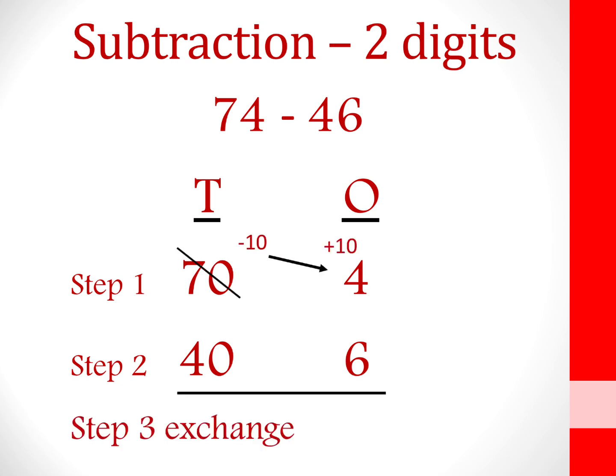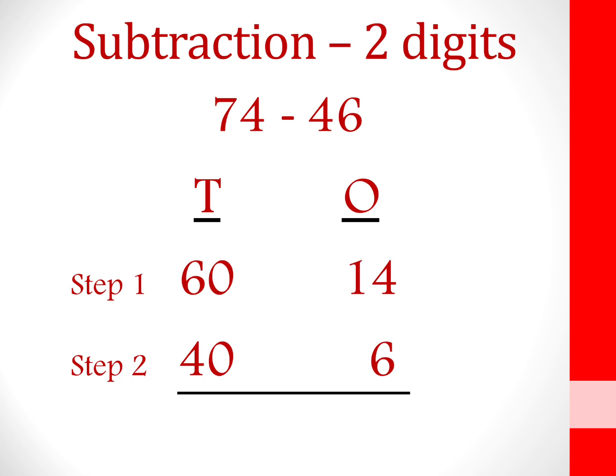So as you can see, we've taken one lot of 10 from our 70 and we've exchanged it into 10 ones. So we now have 6 tens instead of 7 tens, we've got 60, and we now have 14 ones, as we had our 4 ones, and we've got the 10 that we exchanged. So we've now got 14 ones, which would make it easier to do our subtraction. So now we can carry on with our step 3. Looking at our tens column, we now have 6 tens, which is 60, taking away our 4 tens, which is 40, which gives us 2 tens, giving us 20.